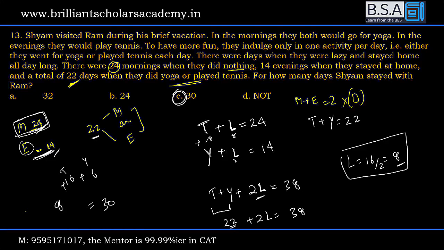How did I form these equations? 24 days they did nothing in the morning. If they don't do anything in the evening, that is a lazy day. So that is L. If they play tennis, that is in the evening. So T plus L is 24. Y plus L is 14.